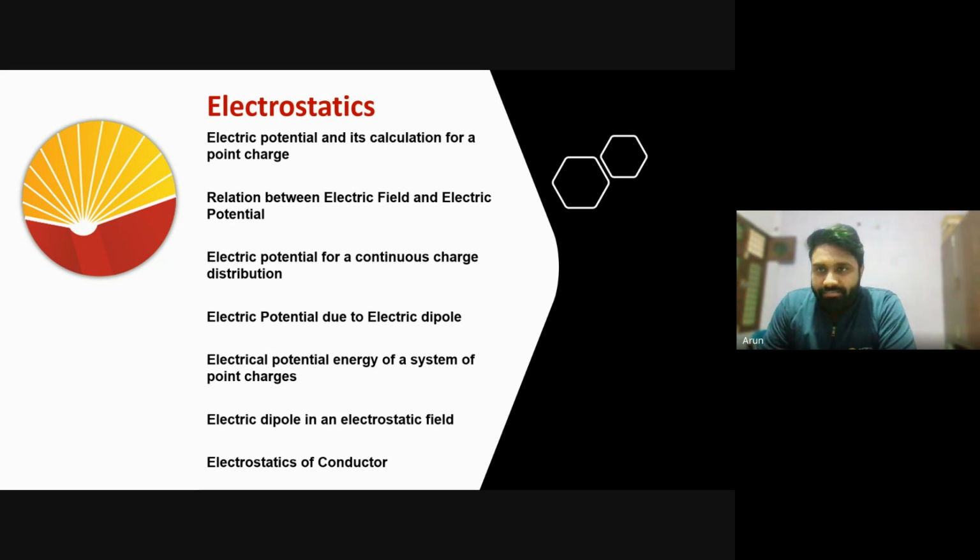So the revision that we are going to do today is for the electric potential and its calculation for a point charge, and the relation between electric field and electric potential for a continuous charge distribution, in which we mostly cover the spherical one, the hollow sphere and solid sphere. Then electric potential due to electric dipole, and we will place the dipole in an external electric field, and then we will see the torque and the potential energy for that electric dipole. And obviously some PYQs we are also going to deal with.